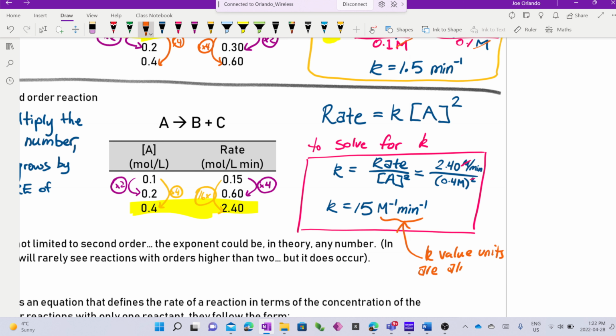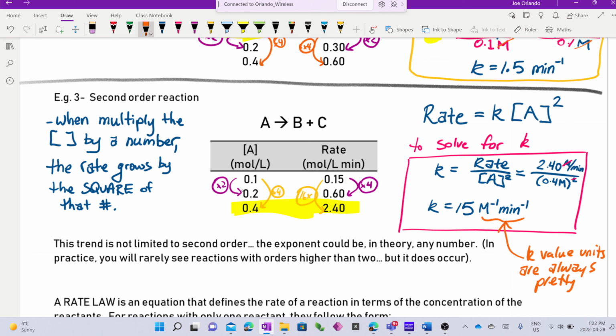Why do you have to square it on the bottom? Because the equation is second order, which means that in these equations, the concentration is always squared. That's what we saw here, that doubling concentration doesn't double the rate because this relationship is such that when you double it, we get 4 times, which means that whatever you're doing to the concentration, it is being squared on the rate.